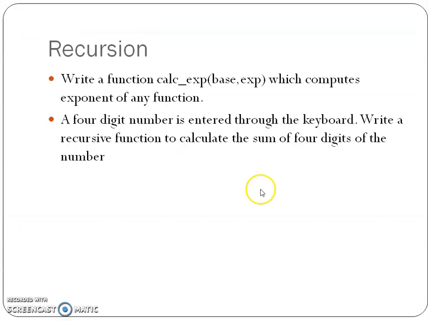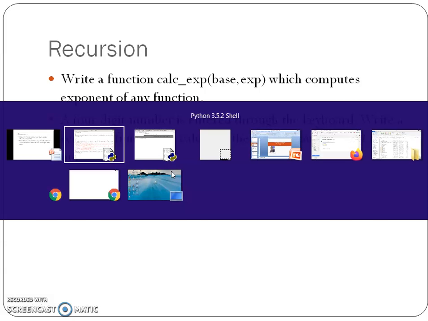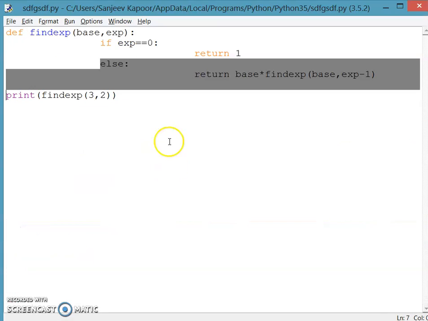Okay, one other problem is also here. A 4-digit number is entered through a keyboard and we have to write a recursive function to calculate the sum of the 4 digits of the number. That is, whatever number of digits are there, all those digits should be added up. Now in this case, what should be the base condition?